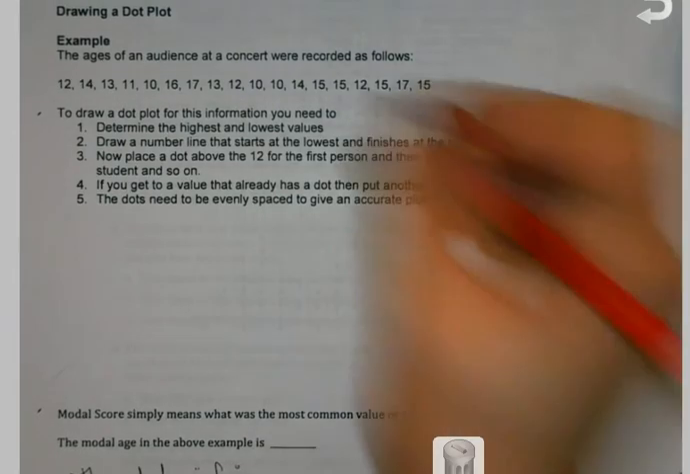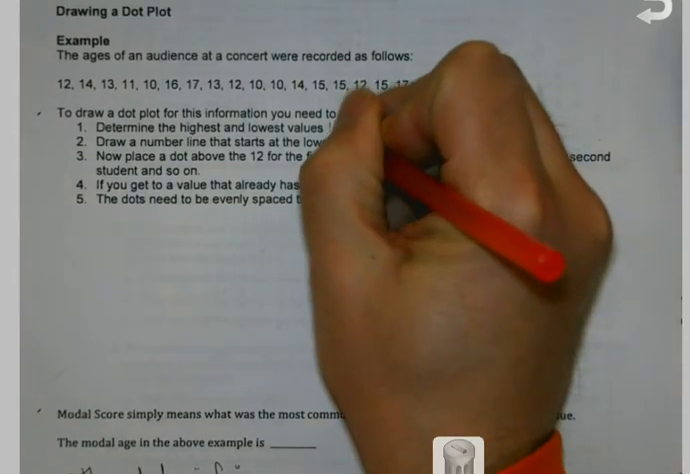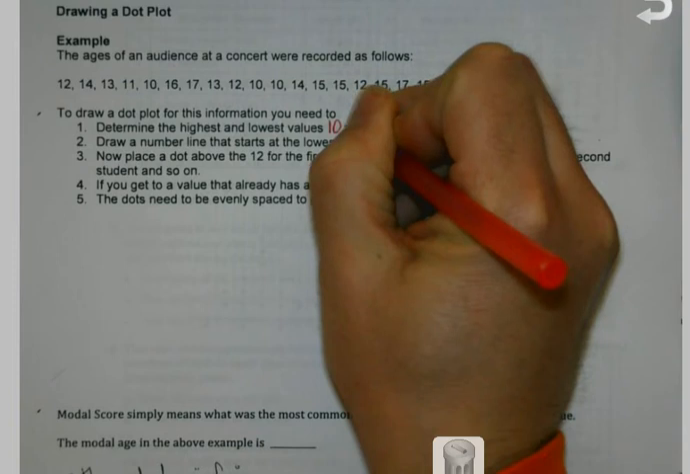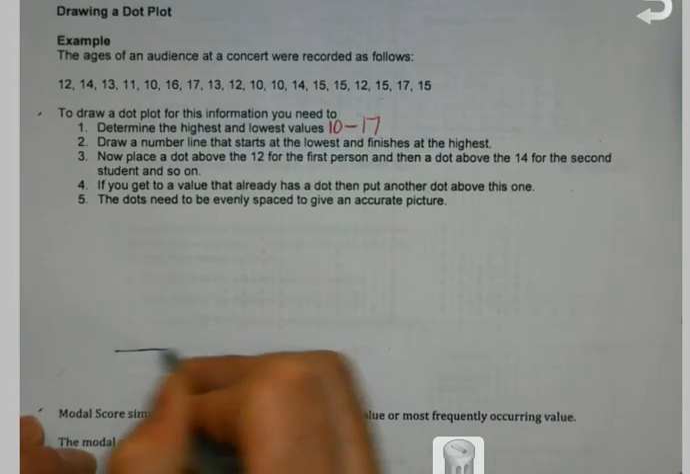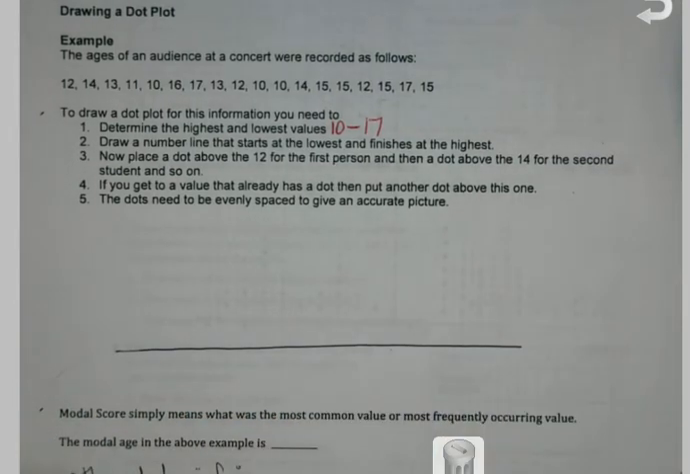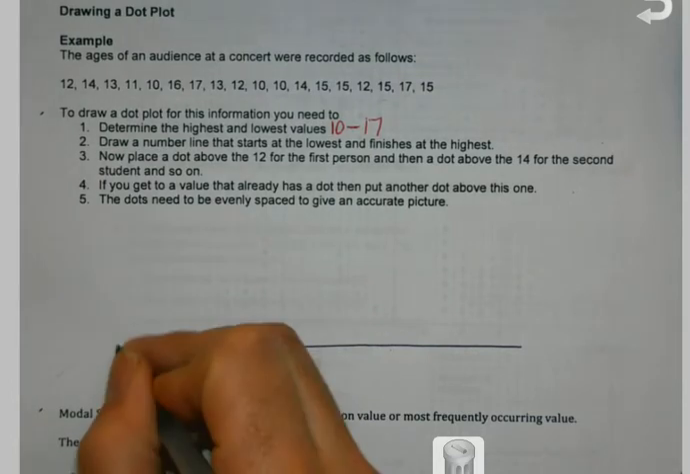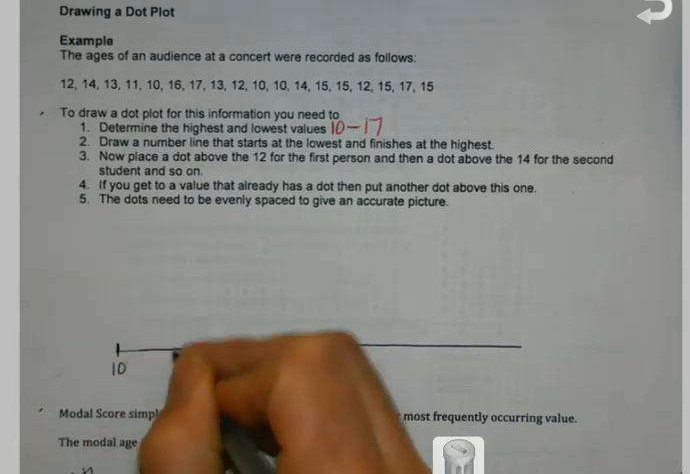10. Okay, so 10 is my youngest. That'll be my bottom area here. What about the oldest? 17. Okay, so when we're making this dot plot, we're going to range our values from 10 to 17. So we're going to draw a number line that starts at the lowest and finishes at the highest. So I'd start at 10.